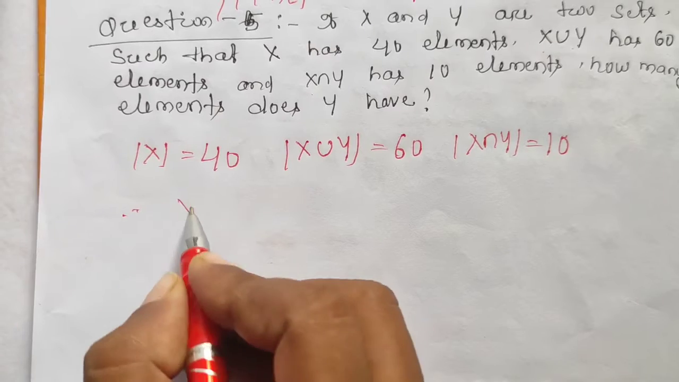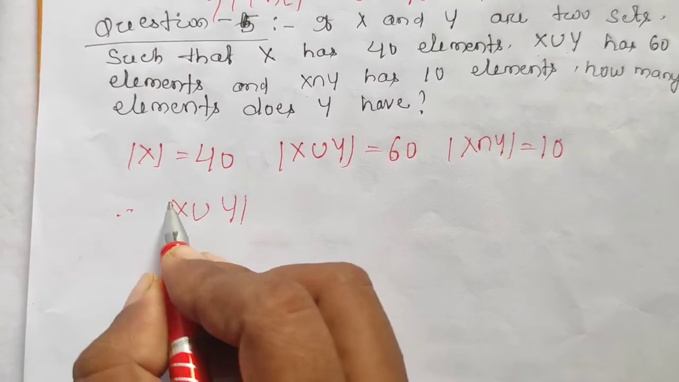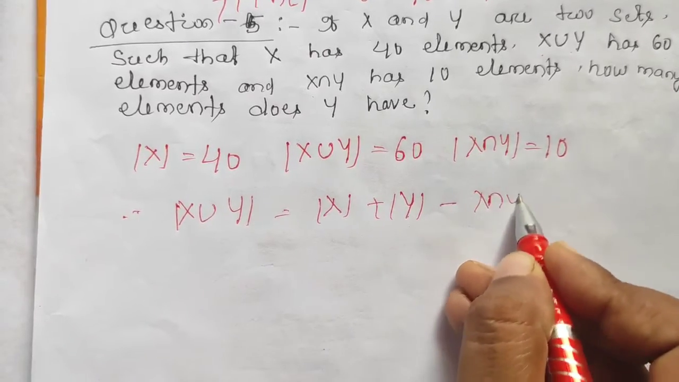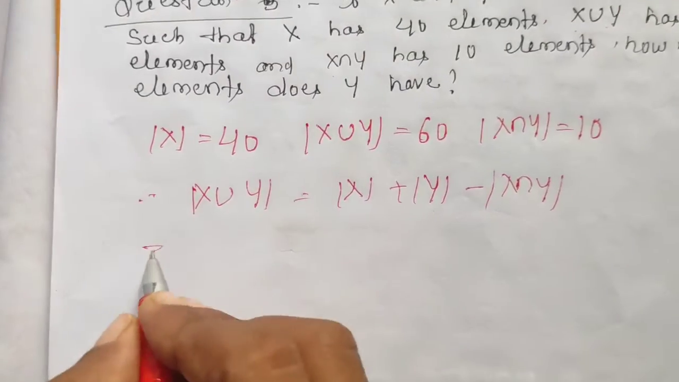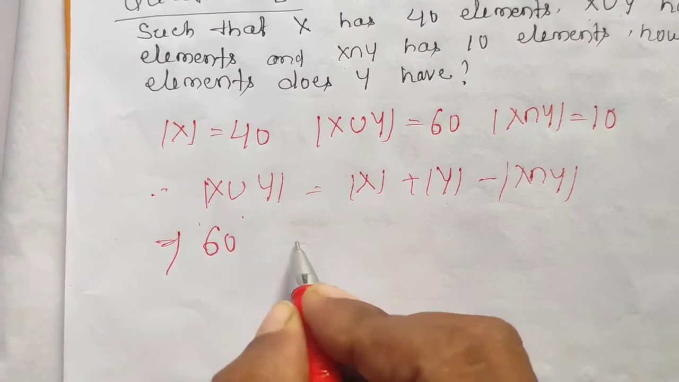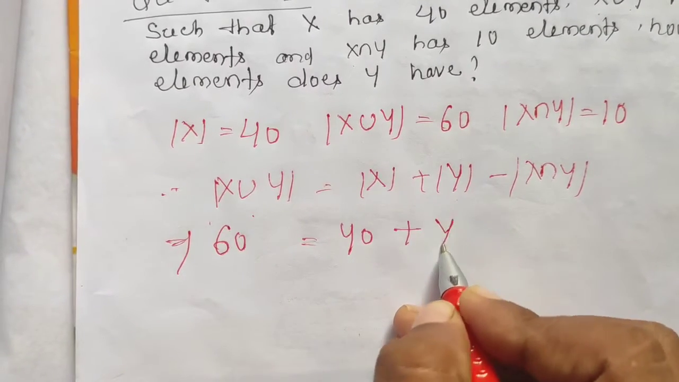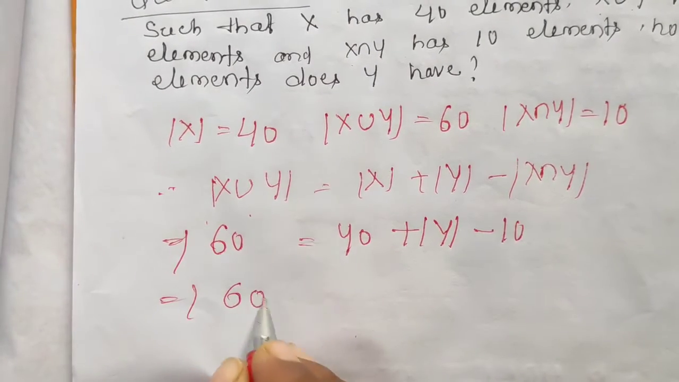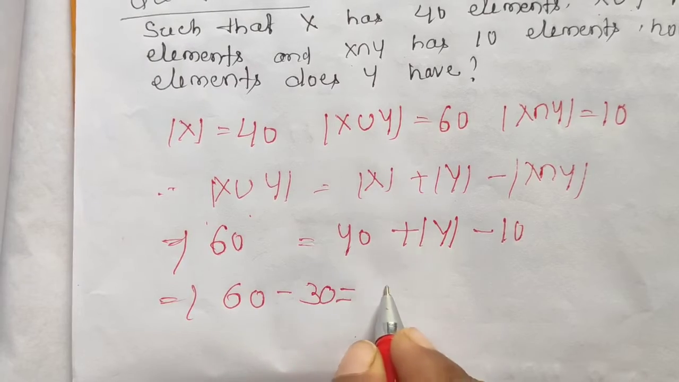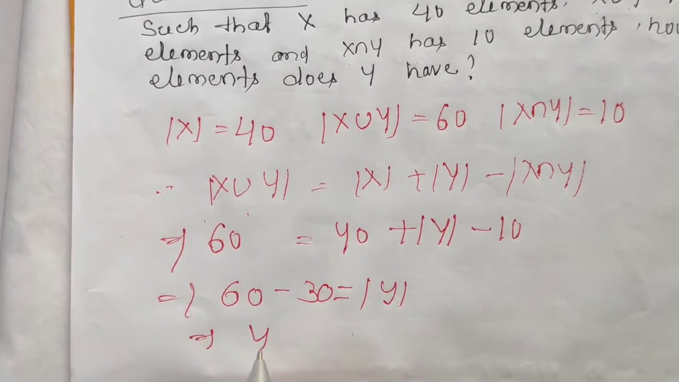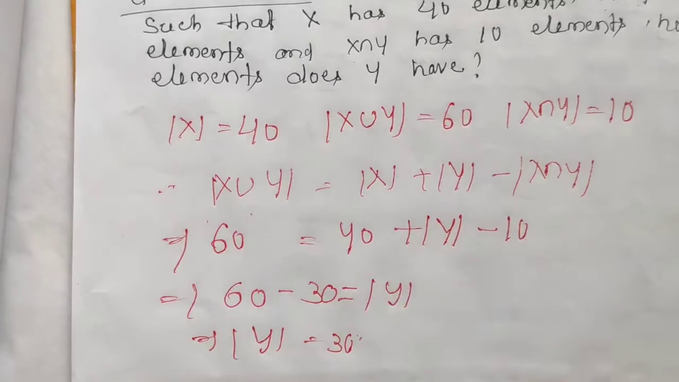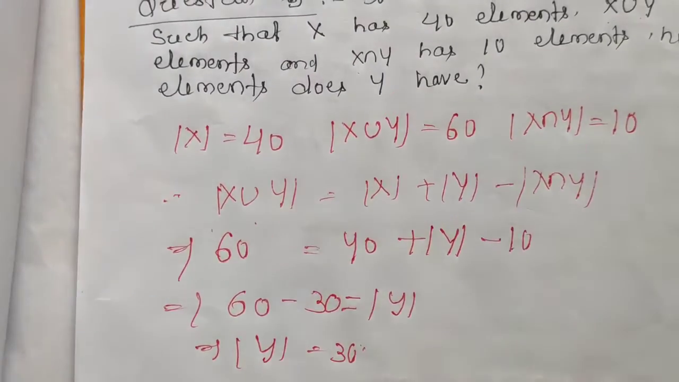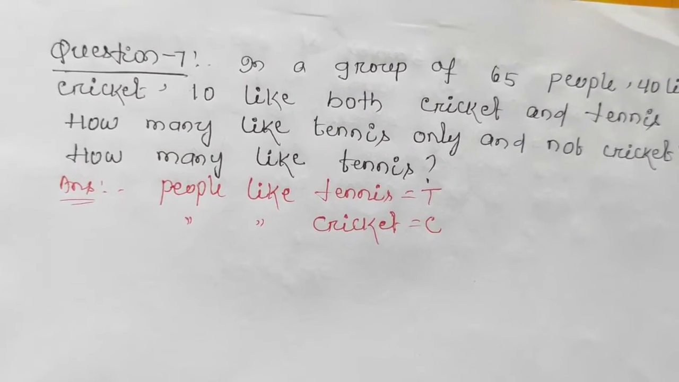So we know, same question, X union Y mod is equal to X mod plus Y mod minus X intersection Y mod. This implies that X union Y, 60, is equal to 40 plus Y mod minus 10. 40 minus 10 is 30. Then 60 minus 30 is equal to Y mod. This implies that Y mod is equal to 30. Hence Y has 30 elements.